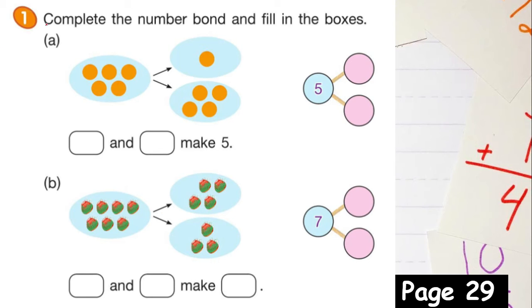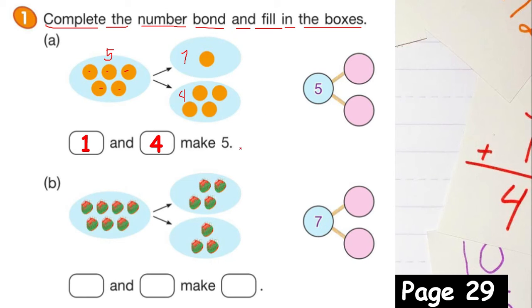It says there, complete the number bond and fill in the boxes. First you need to count the dots or the picture and then you write the number in the box. So you can write it in bonds. The first is this one. We have here 1, 2, 3, 4, and 5. So write 5 there. And then we have here 1. So you write 1 there. And then we have here 1, 2, 3, 4. So you're going to write 4 in this box.